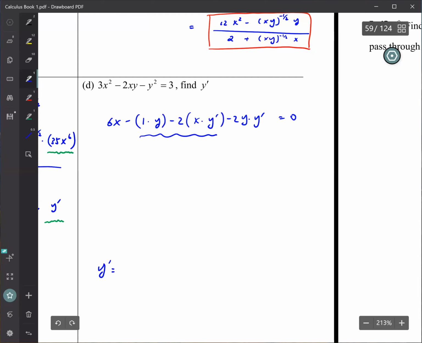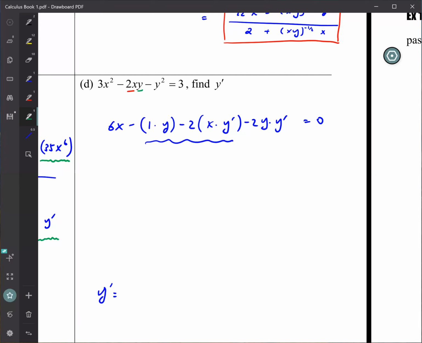Okay, so what you could do is think of it as, because they are multiplying, 2x is one function, and then the y is the other function. And then you need to do the product rule.